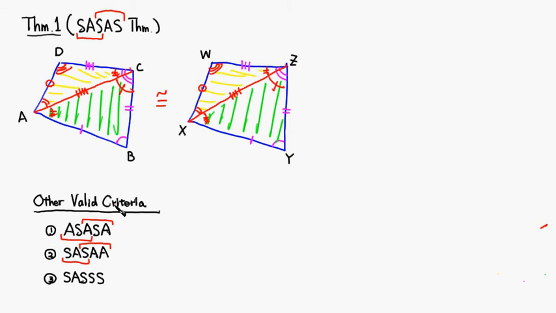And the third one, SASSS. You can see that the side-angle-side is valid, and you can see that the side-side-side is another valid criterion for triangles. So those are the valid congruence criteria for quadrilaterals. All right, that's it. I hope that this was clear.